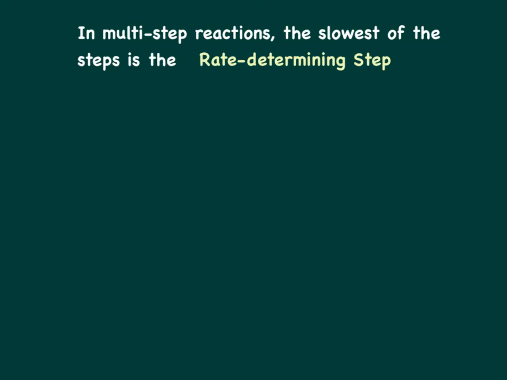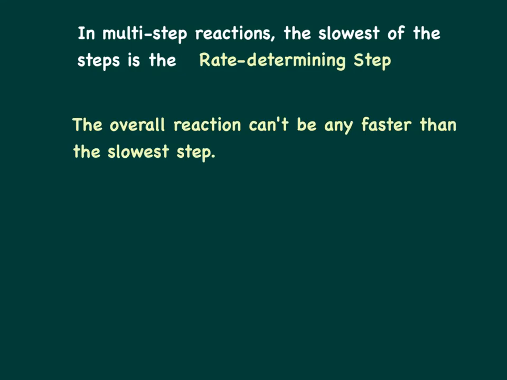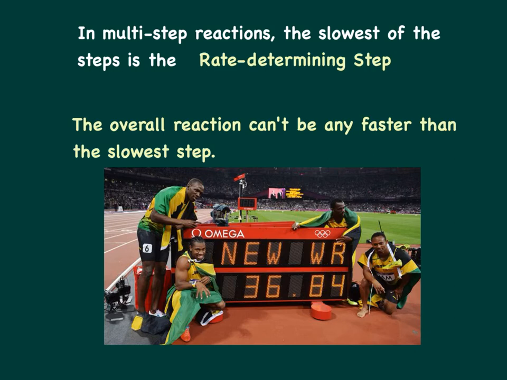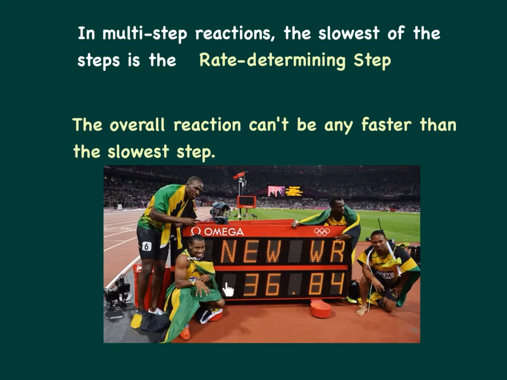In multi-step reactions, the slowest of the steps is called the rate determining step. The overall reaction can't be any faster than the slowest step. These guys set a world record in the 4x4 in the Olympics a couple of years ago, but the time that they achieved as a relay team wouldn't be 36.84 seconds if it had taken this guy 36.85 seconds to run his leg.